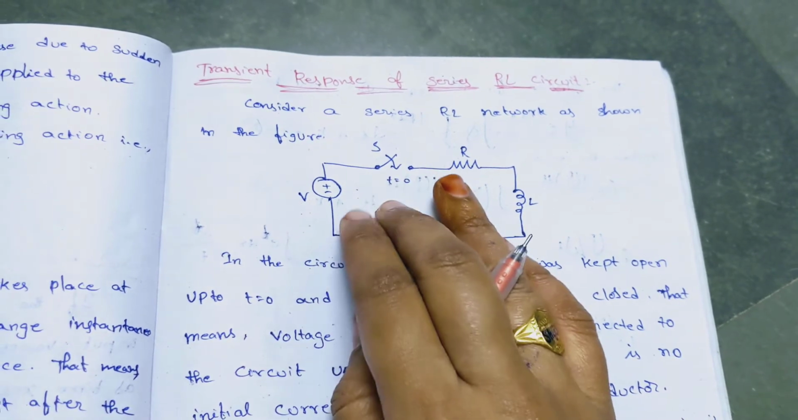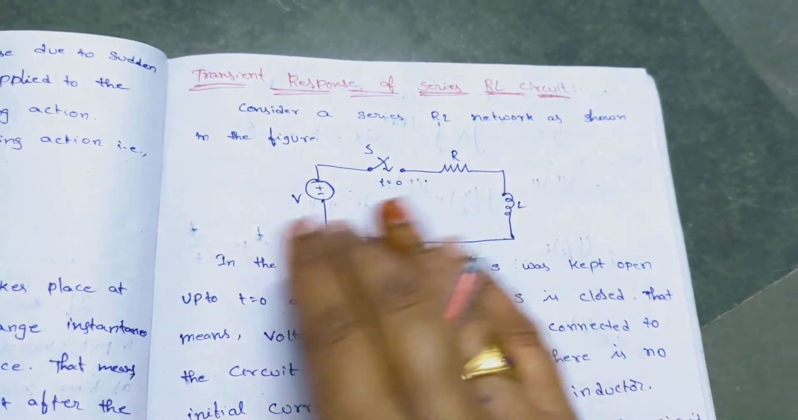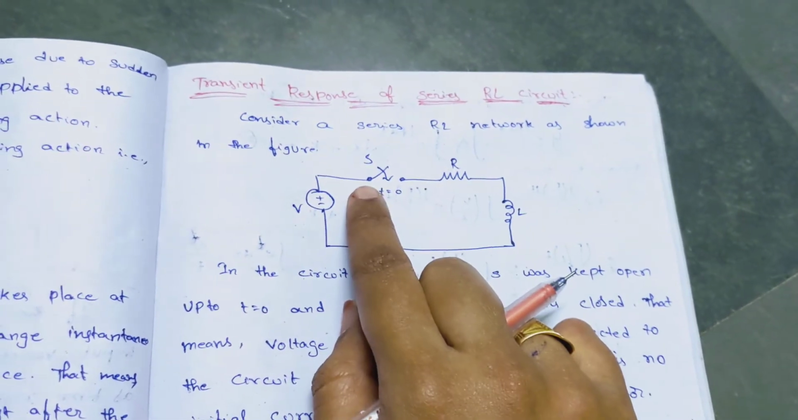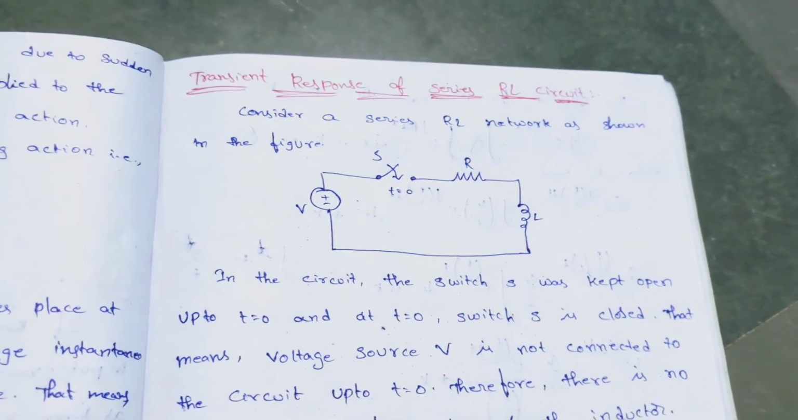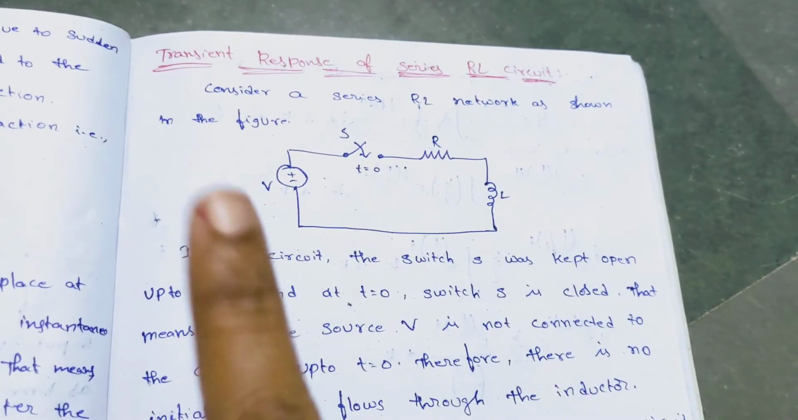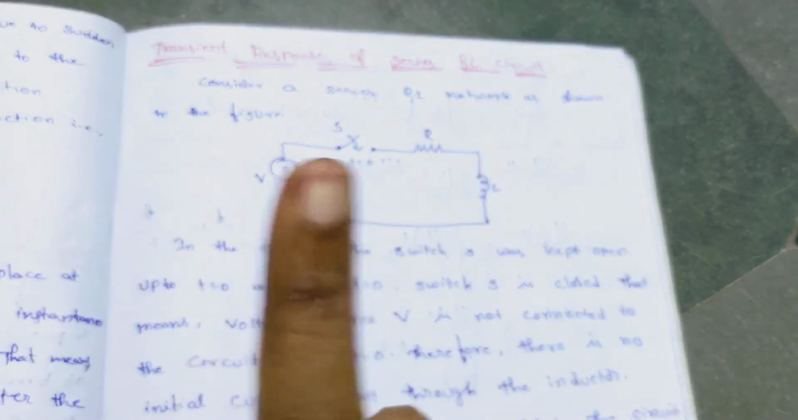So I just considered a circuit, that means a DC source as excitation connected to a switch, and the rest of the elements R and L connected. So here I am considering a series RL circuit, and the switch is initially in open condition, that means no current is flowing through the circuit.